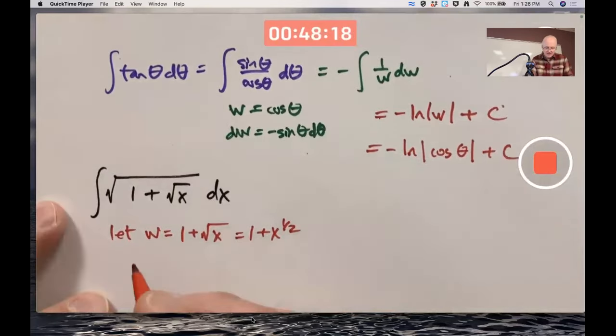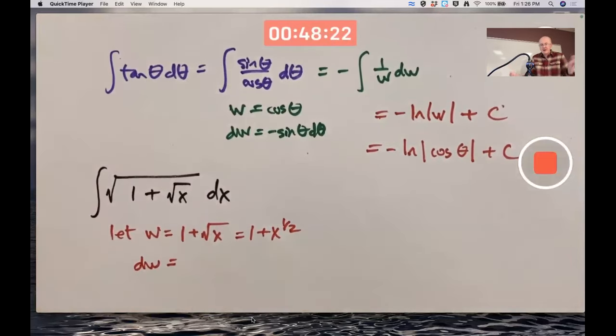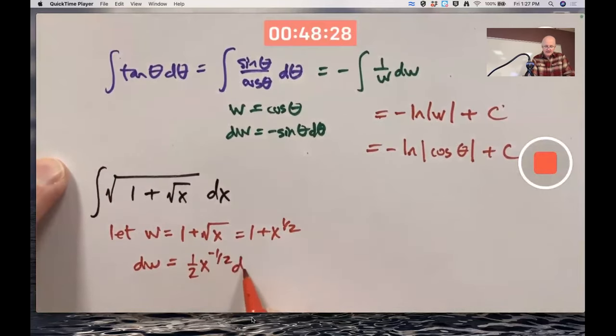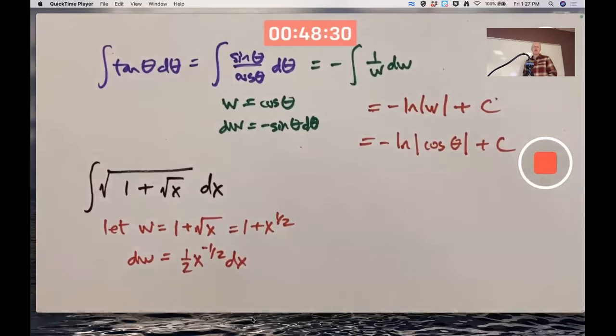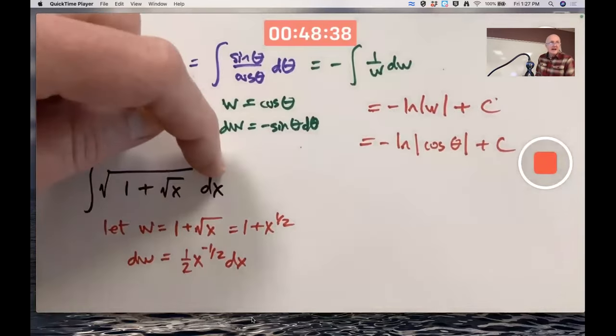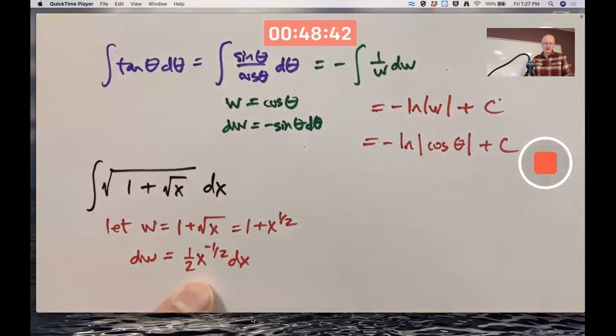Now differentiate, find dW. When you differentiate 1, you get 0, that goes away. The derivative of x to the 1/2 is 1/2 x to the negative 1/2 dx. So I could replace this big square root with just square root of W. But what about dx? Evidently, I need to solve this equation for dx.